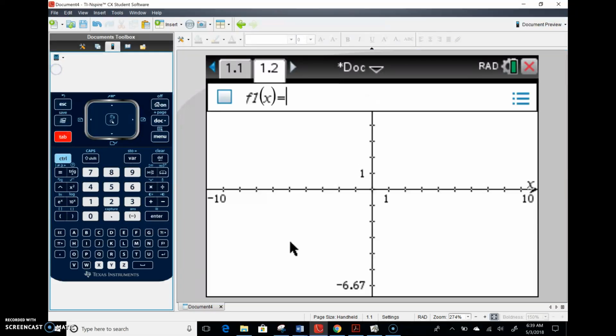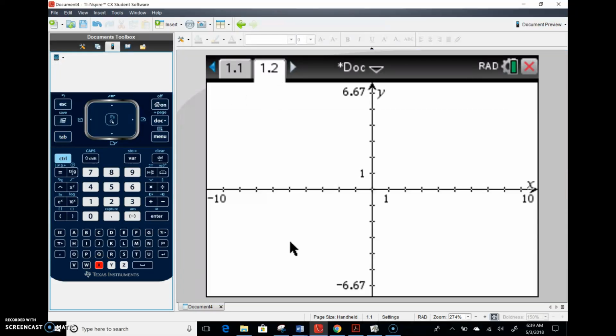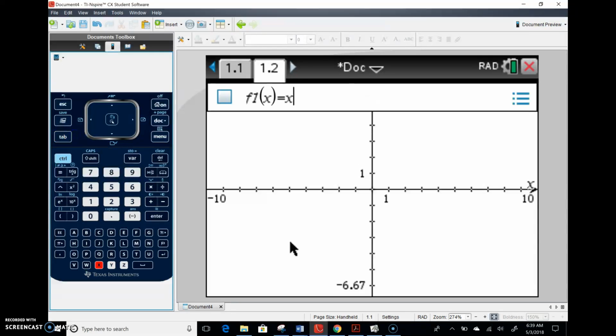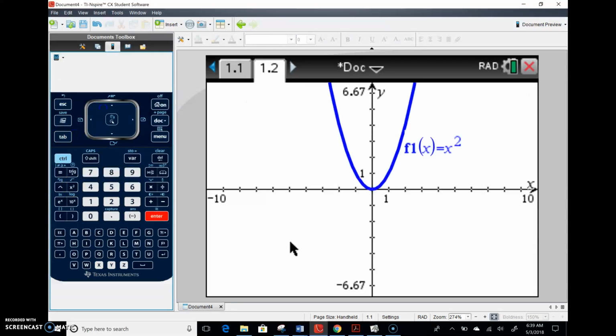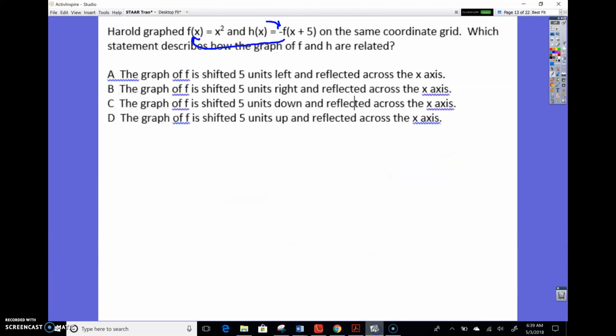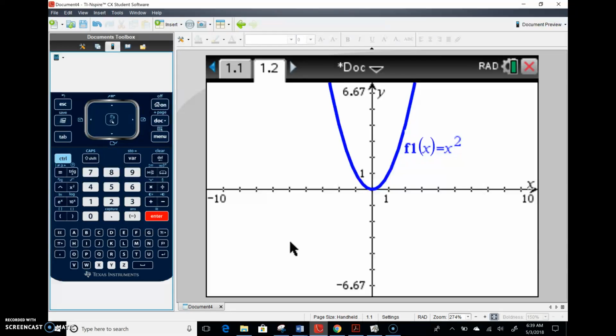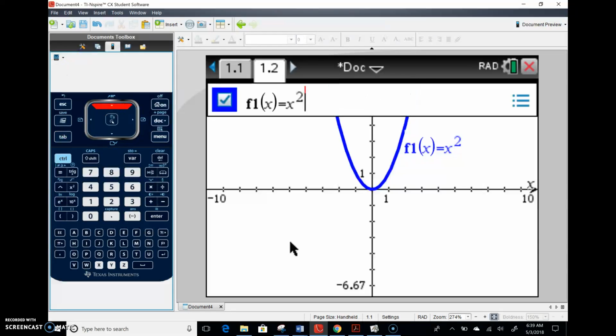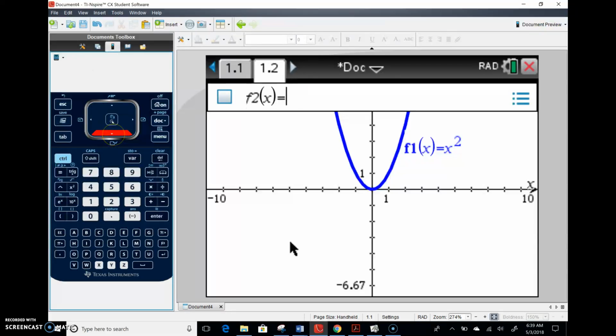My first one is going to be what they say, x squared. Enter. The second one, if you see it, is f of x plus 5. Because this is f of x, f1 of x, what I'm going to do is type in f1, because we're looking to see how f1 changed. Now I'm going to put parentheses.